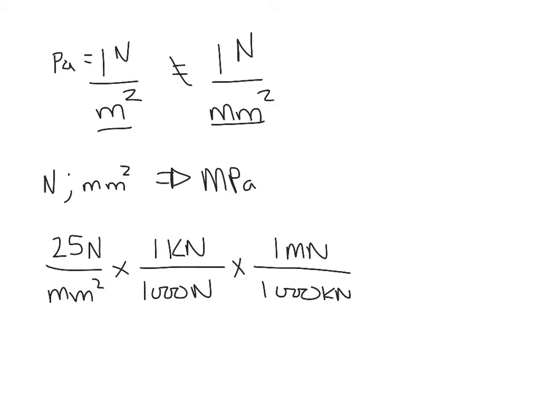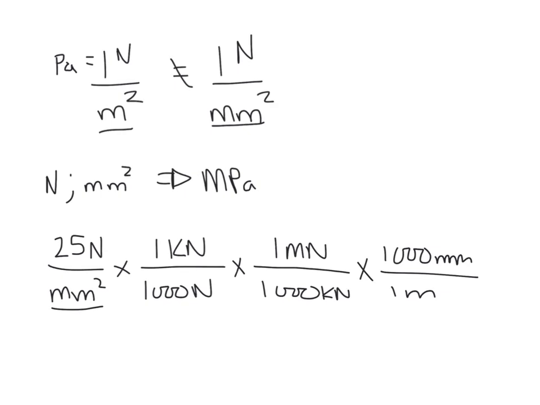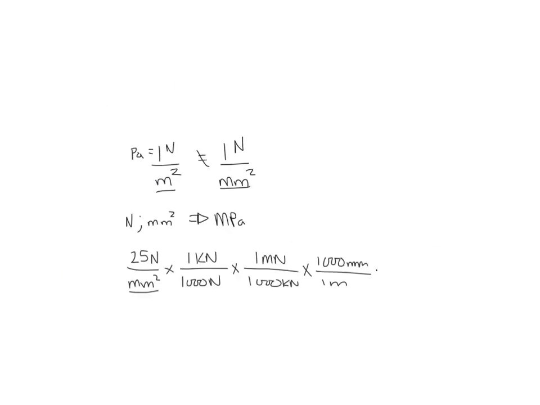Now I need to get the millimeters squared into meters squared. So I'll need to multiply by 1,000 millimeters over 1 meter. And I'll need to do this again. Let me see if I can zoom out. There we go. Because it's in square millimeters by 1 meter.